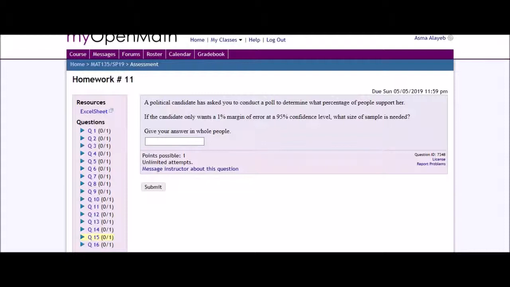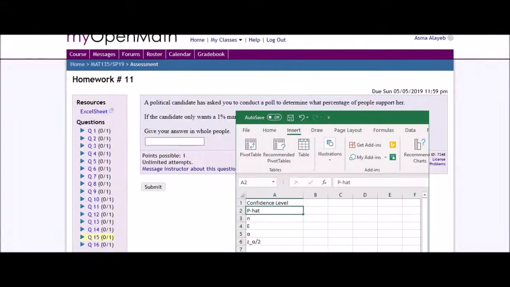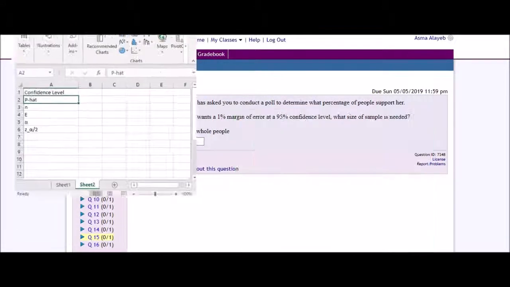The question says a political candidate asks you to conduct a poll to determine what percentage of people support her. If the candidate only wants a 1% margin of error at a 95% confidence level, what size of sample is needed? To answer that question, I'm going to go to an Excel sheet and I want to collect some information.